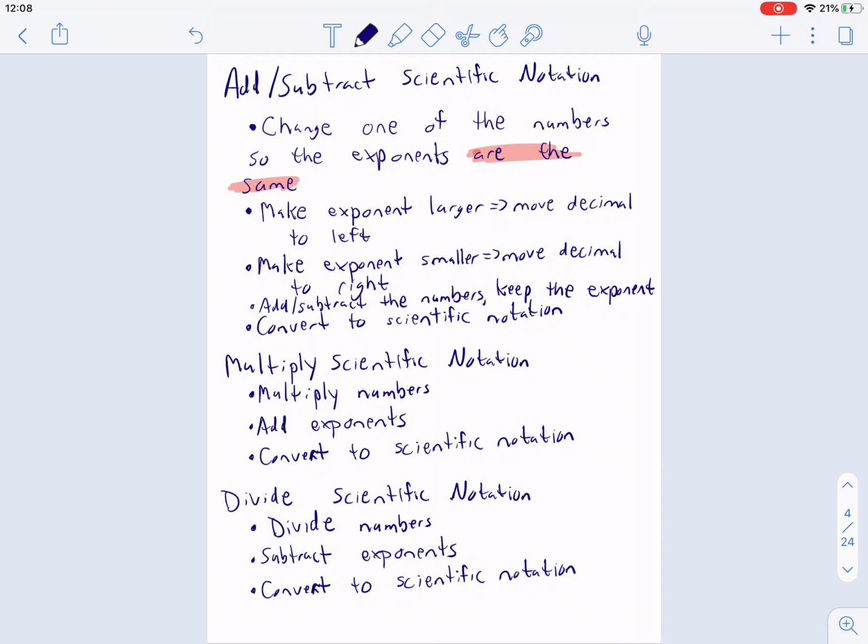When I am multiplying in scientific notation, I would first just multiply my numbers. Then I would multiply my tens with the exponents by adding my exponents, and convert my number to scientific notation if it's not already in scientific notation. When I am dividing in scientific notation, I would divide my numbers. Then I would divide my tens with the exponents by subtracting my exponents. And finally, convert it to scientific notation if it's not already in scientific notation.